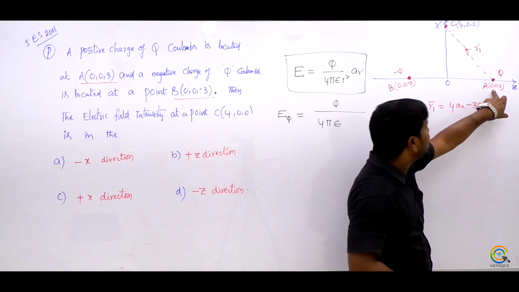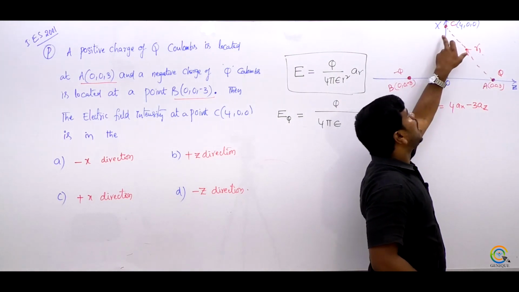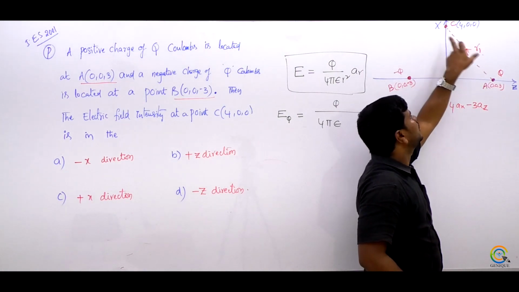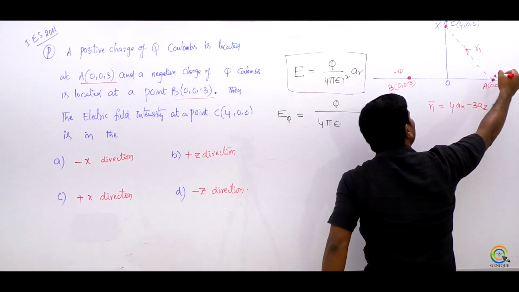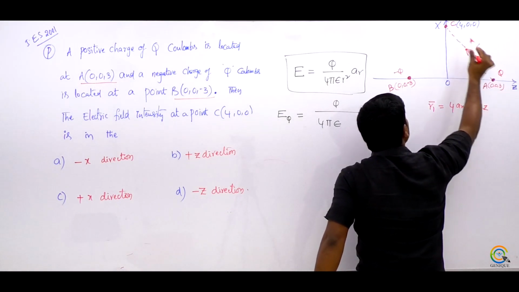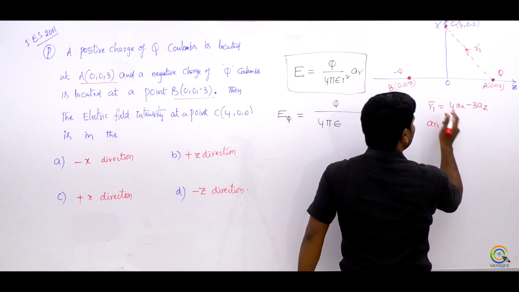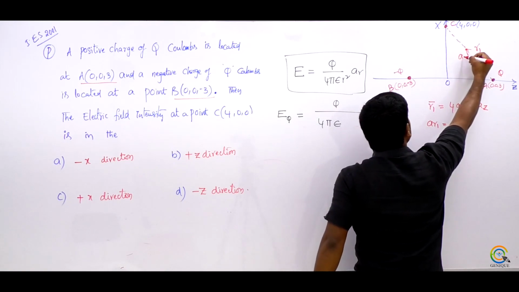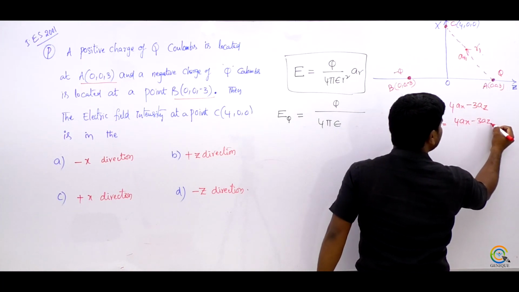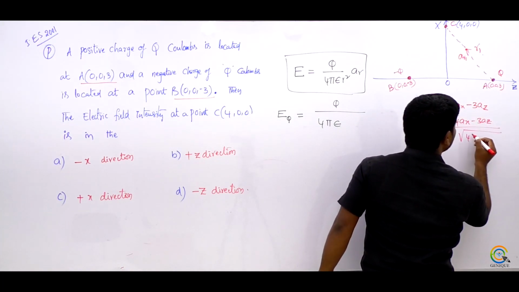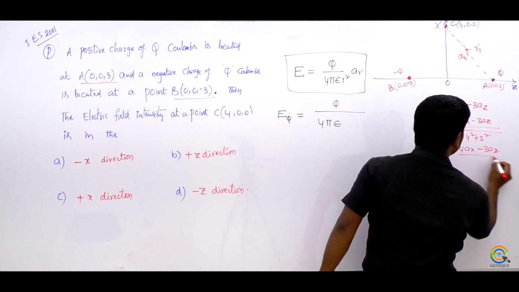See, already I told you, the point on which we find the field represents the final point, and the point due to which we find it represents the initial point. So that's why I have to take the vector from here to here. The vector from here to here can be written as final minus initial. Understand? What is AR1? AR1 means the unit vector in this direction. This will be equal to (4 AX minus 3 AZ) divided by root over 4 square plus 3 square. This is (4 AX minus 3 AZ) divided by 5.